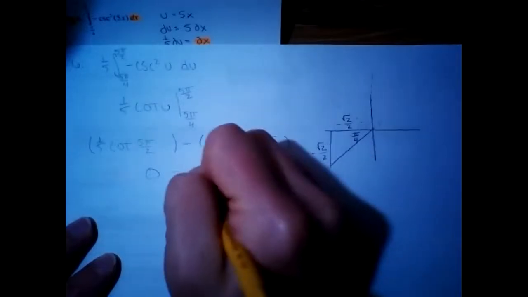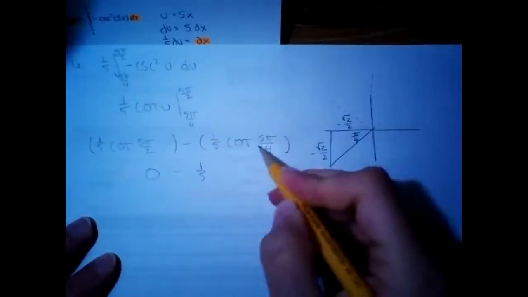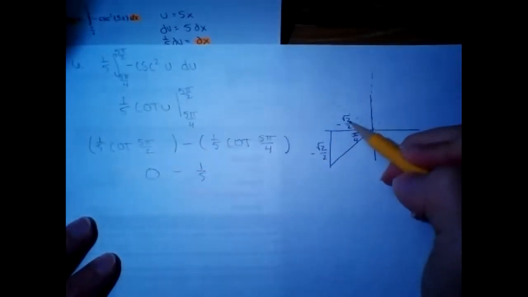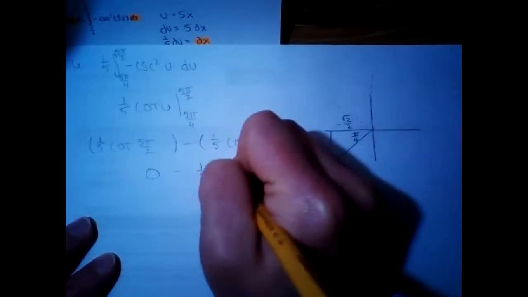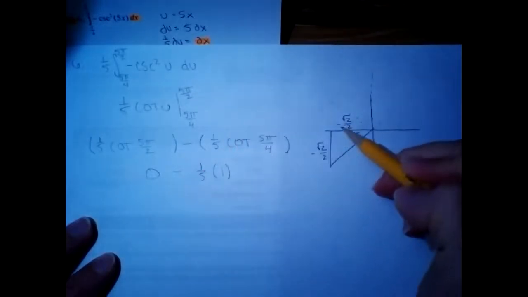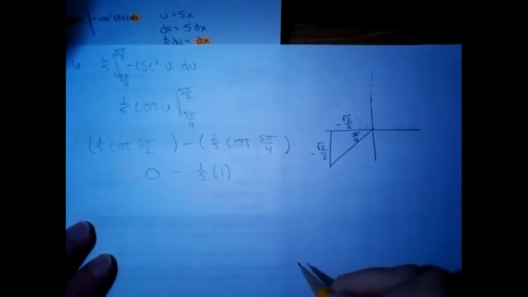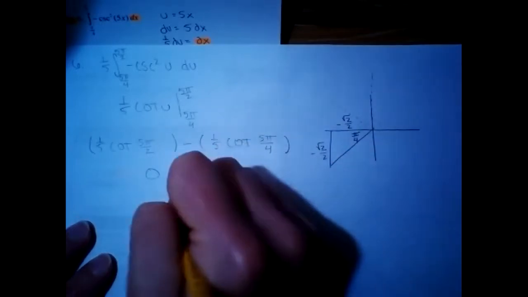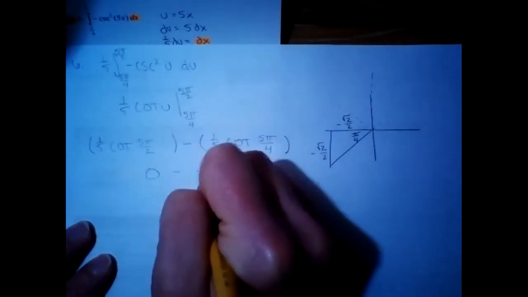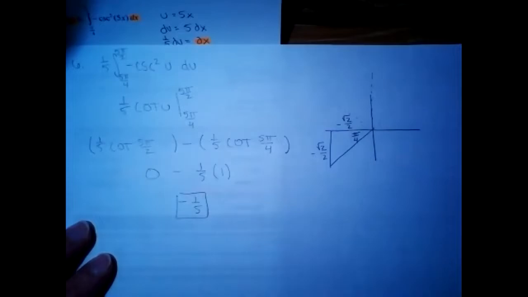All right, cool. So this is going to be 1/5 times cotangent, which is x over y. So anything over itself is going to just be 1. Everything cancels, including the negatives. And so this final answer would just be -1/5. So it's 0 minus 1/5 times 1. So just -1/5 for the final answer for that one.